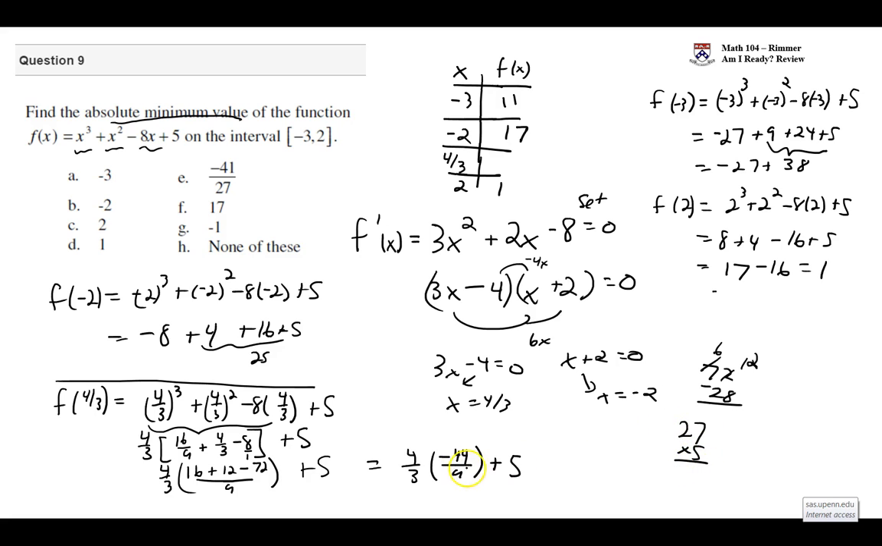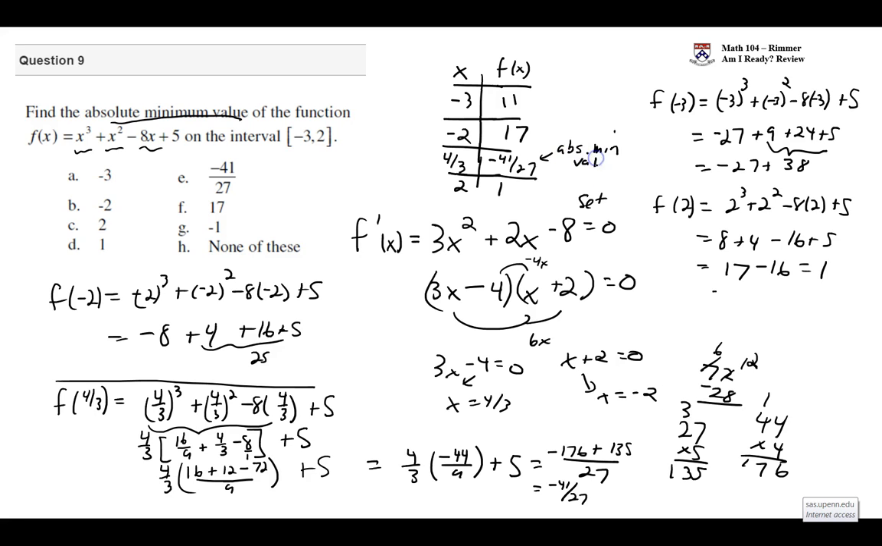27 times 5, because the common denominator is going to be 27 here, and 44 times 4. Sorry about these nasty calculations. 5 times 27 is 135. 44 times 4 is 176. We're going to have -176, add on 135, and it's all over 27, and I believe that's -41. Yeah. -41 over 27. That is your minimum value, and it's absolute on that interval.